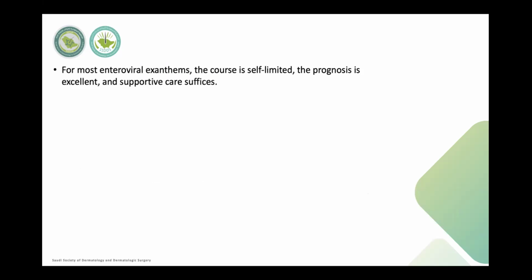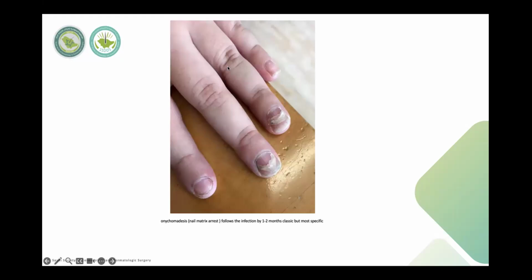Okay, so again, no need to treat. It's just need to be aware of this infection and the risk of it being contagious to others. Usually after the infection, a few months later, the patient may come with this thing, which is onychomadesis. Basically, because this virus affects the nail matrix, it can lead to matrix arrest and then separation of the nail bed, or cutting like this. Onychomadesis.